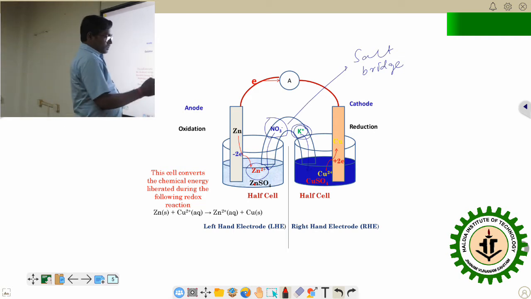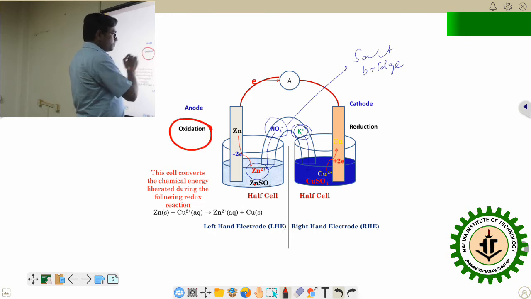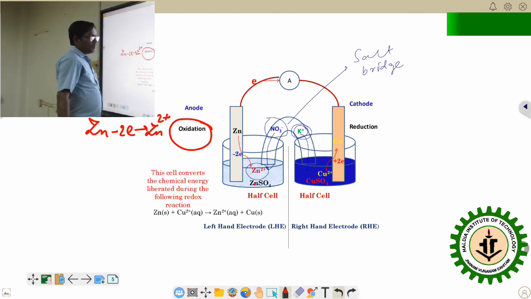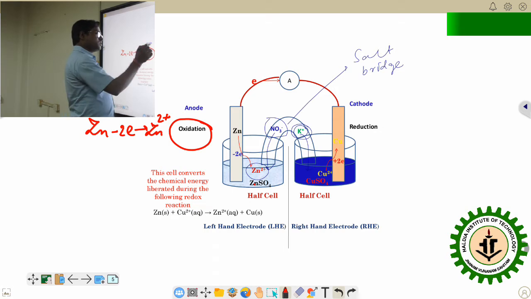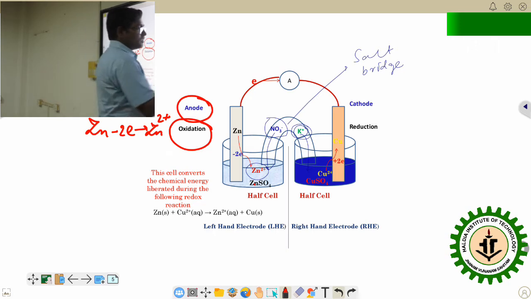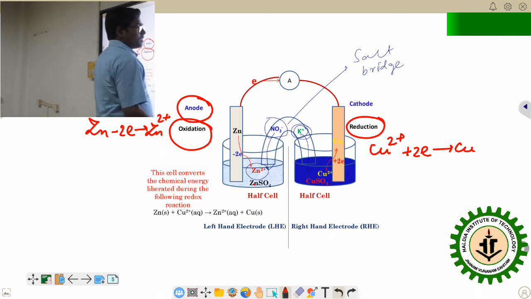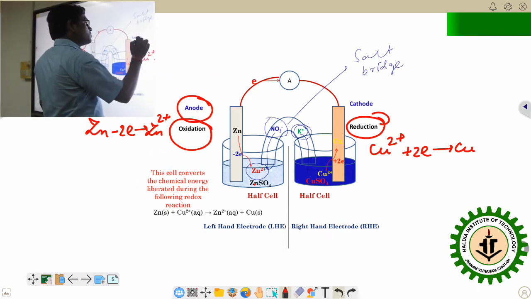Now in the zinc sulfate half, what is happening there? There is the reaction of oxidation. Which is oxidized? Zinc is oxidized by losing 2 electrons into zinc 2 plus. And the compartment where the oxidation takes place is called what? Anode. On the right hand side there is the reduction. Which one is reduced there? Copper 2 plus is reduced by taking 2 electrons into copper, and the reduction half is called what?